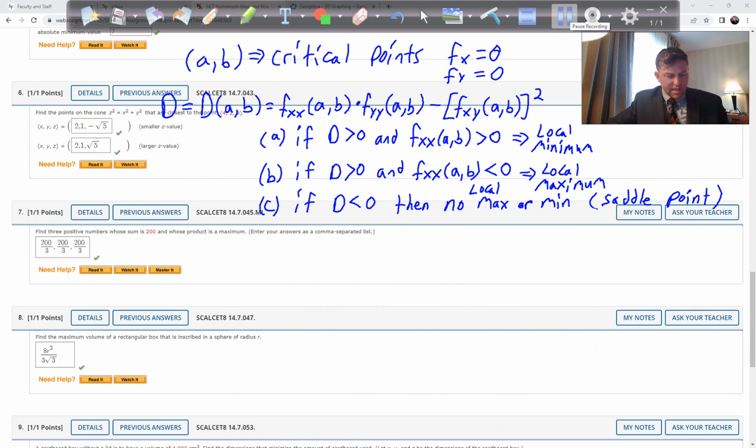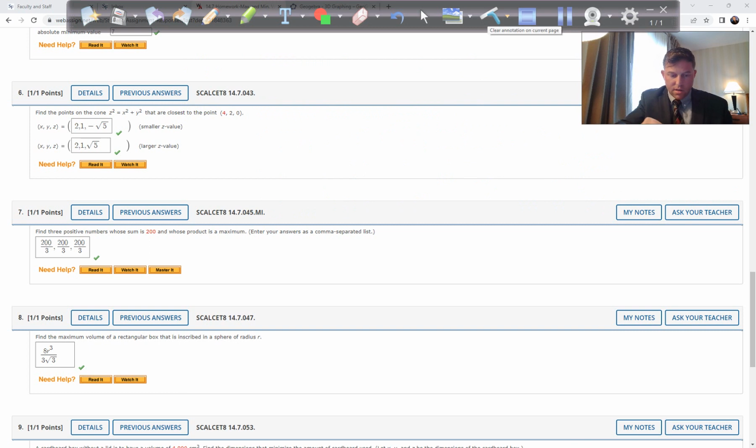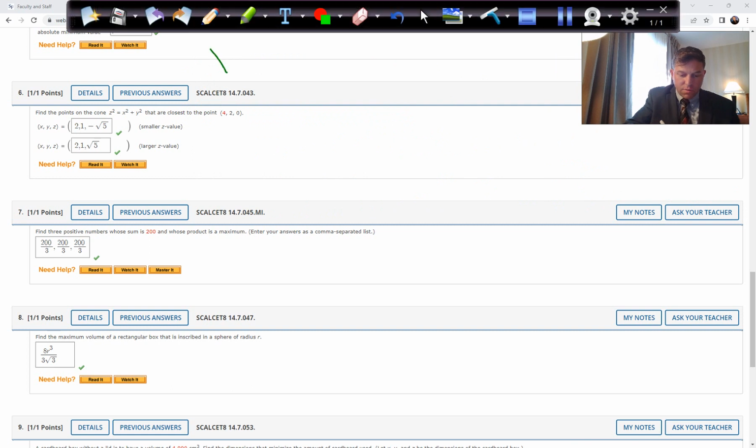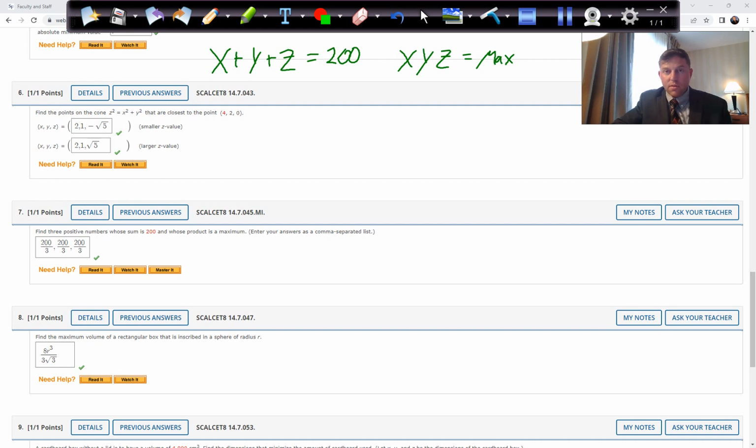Okay, for the last set of problems, we no longer need the second derivative test, so I'm going to clear that away. Give us some more space to work with here. And problem 7 is a word problem, so it says find 3 positive numbers whose sum is 200 and whose product is a maximum. So 3 numbers whose sum, which means we're adding them together, equals 200, and whose product is some maximum.